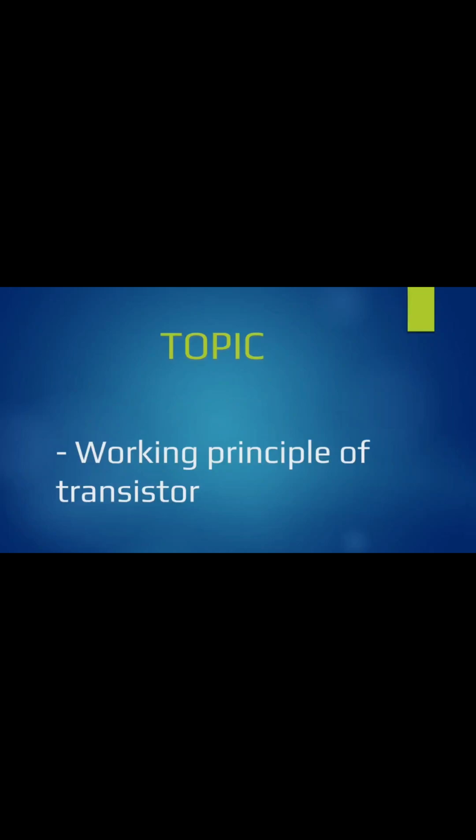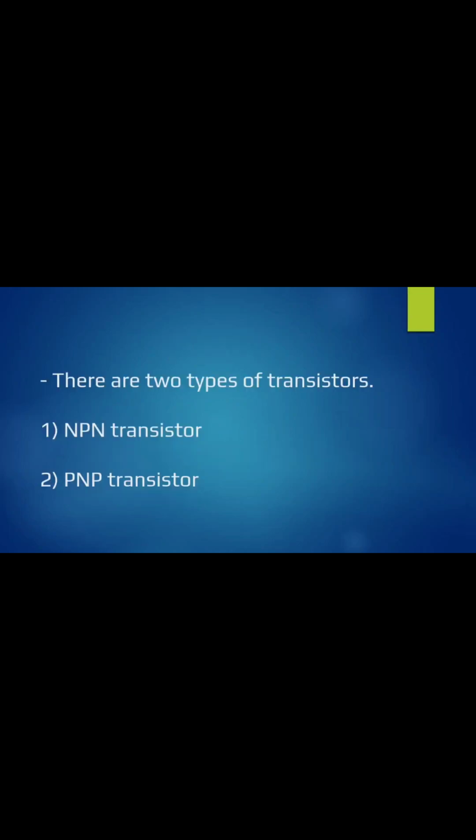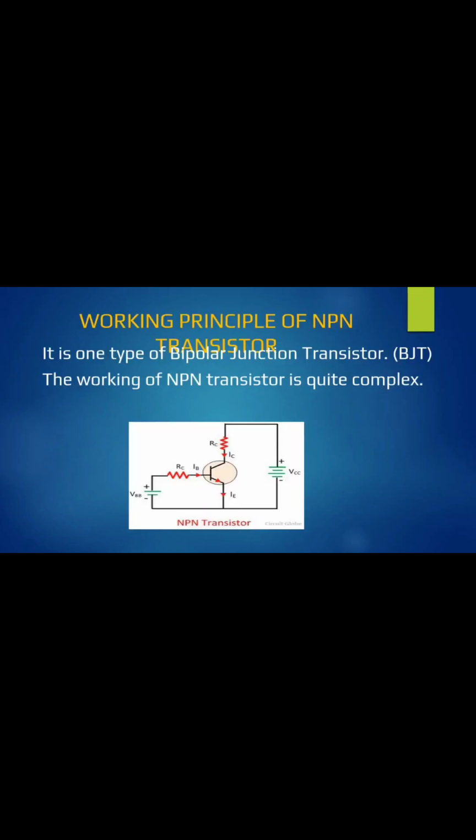Today I am going to talk about the working of a transistor. There are two types of transistor, NPN transistor and PNP transistor. Working principle of NPN transistor. It is one type of bipolar junction transistor. The working of an NPN transistor is quite complex.